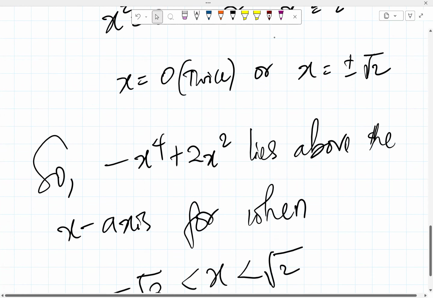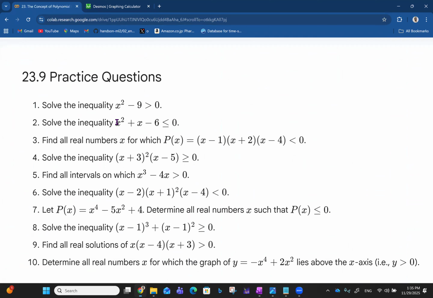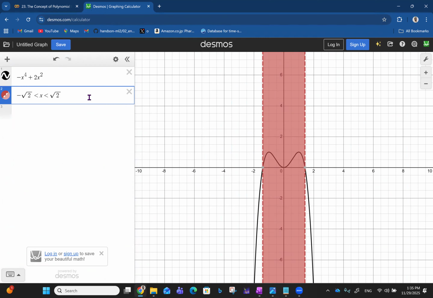So this is what we have here based on the plot. It's not just about saying something greater than 0 like that. So this is what happens in this situation. Minus root 2 less than x less than root 2. So that means x is greater than minus root 2 and x is less than root 2 itself. Yeah, I think we're good with that.